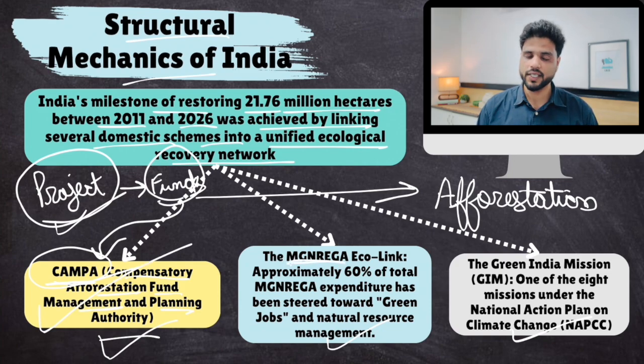Then MGNREGA. You all know what it is. Now the name of the scheme has been changed. But under MGNREGA, approximately 60% of the total expenditure has been steered towards green jobs, environmental restoration jobs. Then we have also launched the Green India Mission, one of the 8 missions under the National Action Plan on Climate Change. Clear?